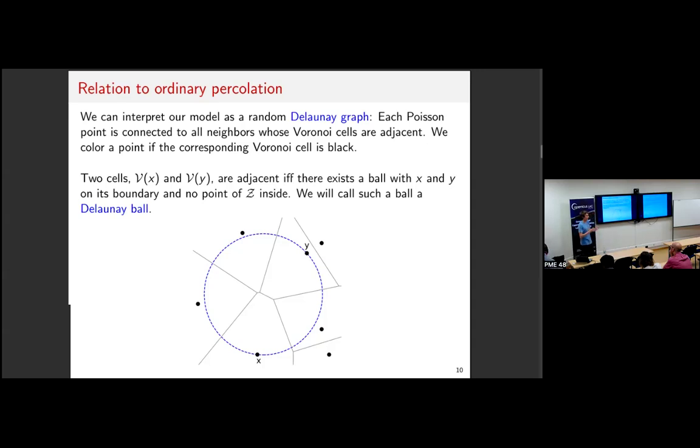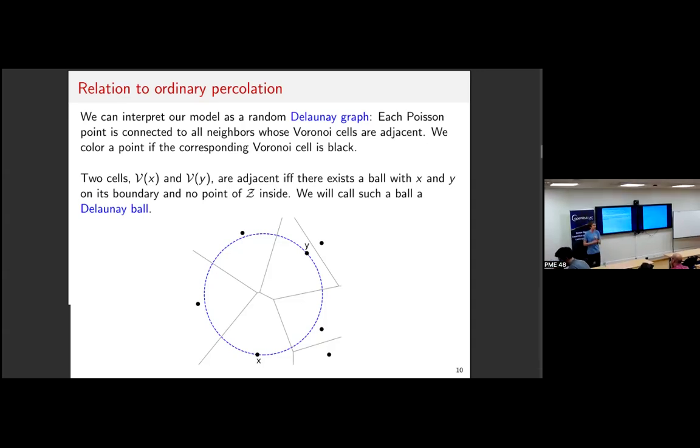When this exists, I say that this Delaunay ball exists, because the graph is called the Delaunay graph. But what's very important is that this ball is not unique, and there are many different balls that I could have drawn here. I could have shifted it a bit to the right, and another ball would have existed there.